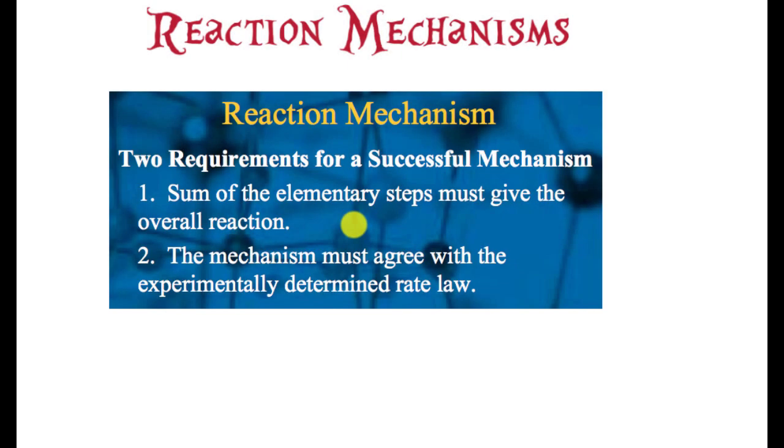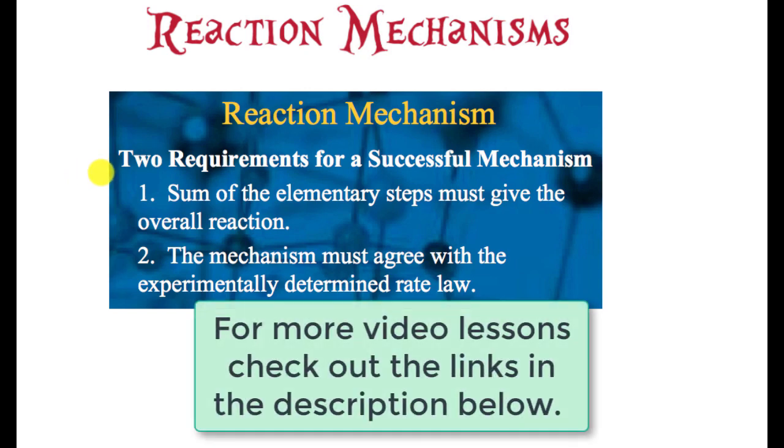Alright, now what we're going to do is take a look at applying what we learned in the last video lesson on reaction mechanisms. We're going to start applying these two requirements to various reaction mechanism systems. As I said before, you're not going to have to derive or come up with a mechanism. You just validate whether it's acceptable or not.